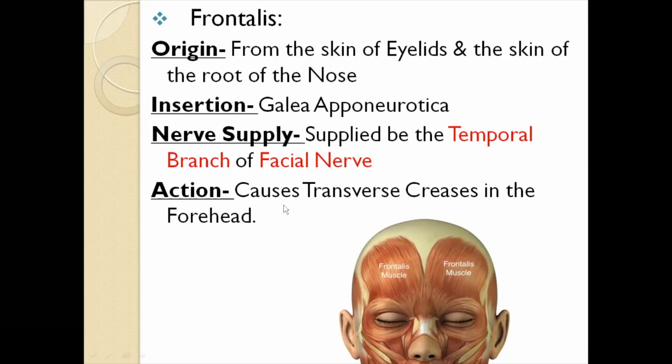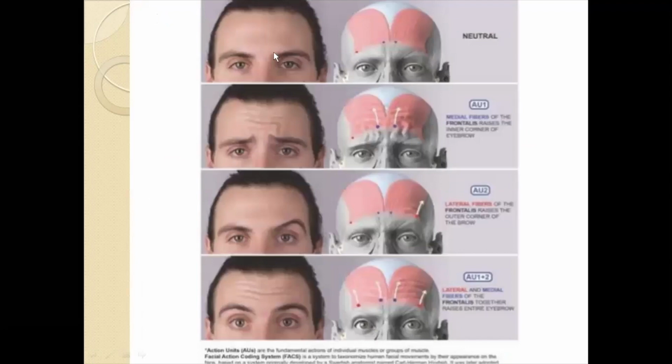Now, what does this muscle cause? It causes transverse creases in the forehead. We can appreciate it from the image above. In this diagram, there's no tension or any sort of expression present in the person's face, so there are no lines present. Now, when the person raises the corner of the eyebrow, as specified in this diagram, it causes transverse creases in the forehead of the person.